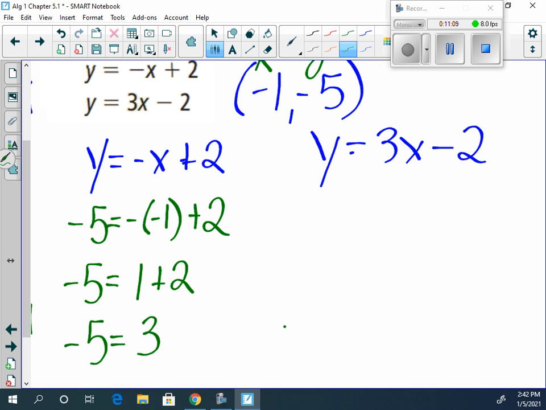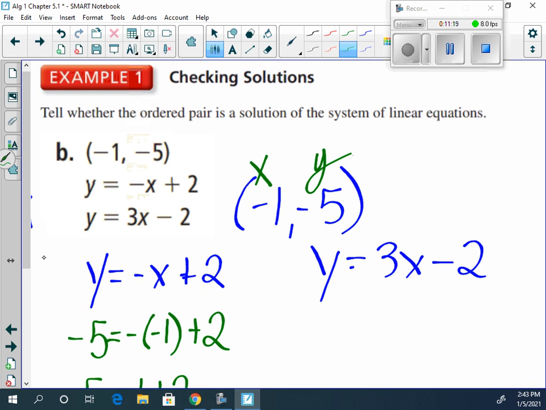So is negative 5 equal to 3? No. Well, wait a minute. Do I even have to check the other equation? No. So is this a solution? No. Because it has to work for both.